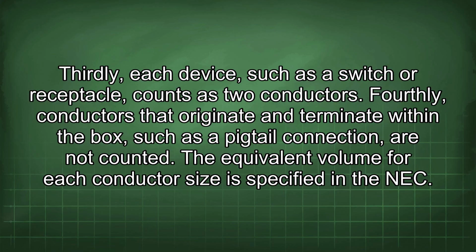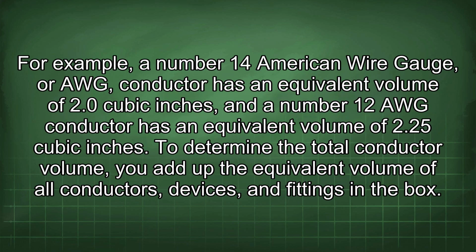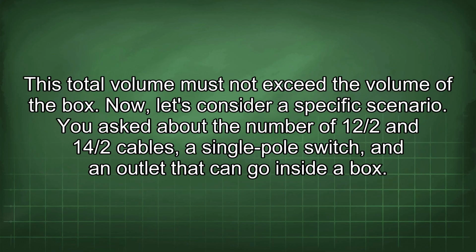The equivalent volume for each conductor size is specified in the NEC. For example, a number 14 American wire gauge, or AWG, conductor has an equivalent volume of 2.0 cubic inches, and a number 12 AWG conductor has an equivalent volume of 2.25 cubic inches. To determine the total conductor volume, you add up the equivalent volume of all conductors, devices, and fittings in the box. This total volume must not exceed the volume of the box.